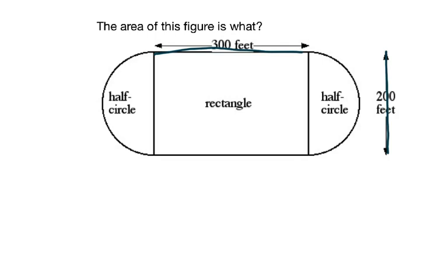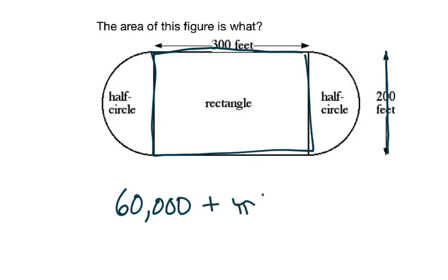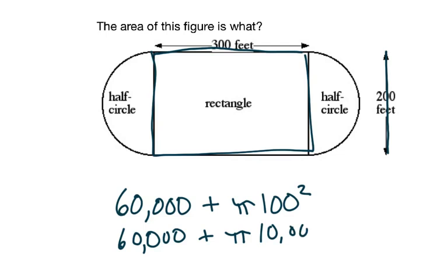All right, the correct answer for this problem is going to be 60,000. That's the area of our rectangle here, plus pi 100 squared, or you could have said 60,000 plus 100 squared would be 10,000, so pi 10,000. And again, you can change the order of the pi and the 10,000. It doesn't really matter. If you got that one right, excellent job. If you didn't quite get it right, go back and see where you went wrong and see if you can get one of those two answers there.